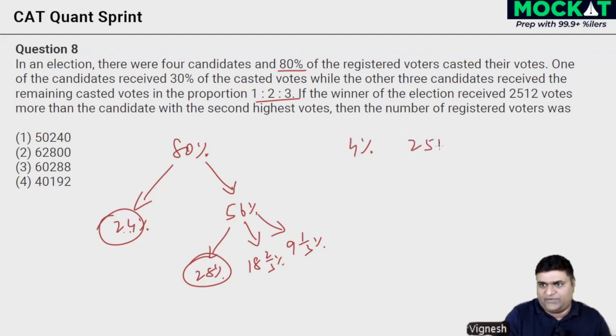It is 2,512 votes, right? That's the difference between the winner and the second. So 4% is 2,512. I need to find the number of registered voters. Registered was 100%, right? The total, the grand total. From 4%, how do I get to 100%? By multiplying with 25. I need to do the same over here. 2,512 into 25 is the total, right?